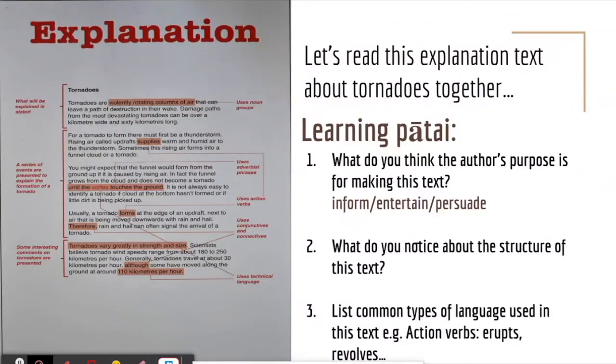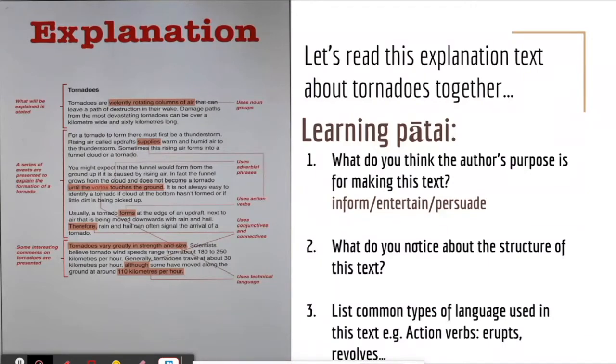Alright, so you're going to answer these questions in your writing books with the date underlined in a beautiful red pen and the title Explanation Writing: Tornadoes, which is also going to be underlined with a red pen. You're going to answer these questions. What do you think the author's purpose is for making this text? Is it to inform, entertain, persuade? And what are they trying to inform, entertain, or persuade?